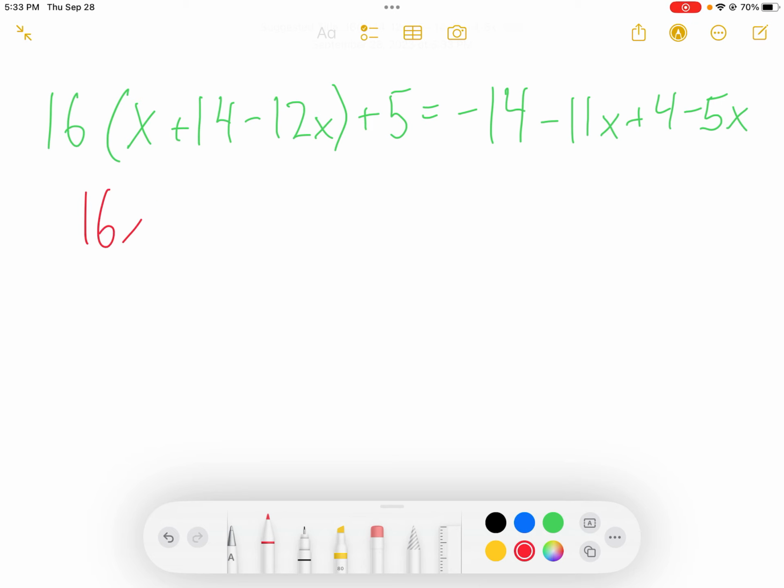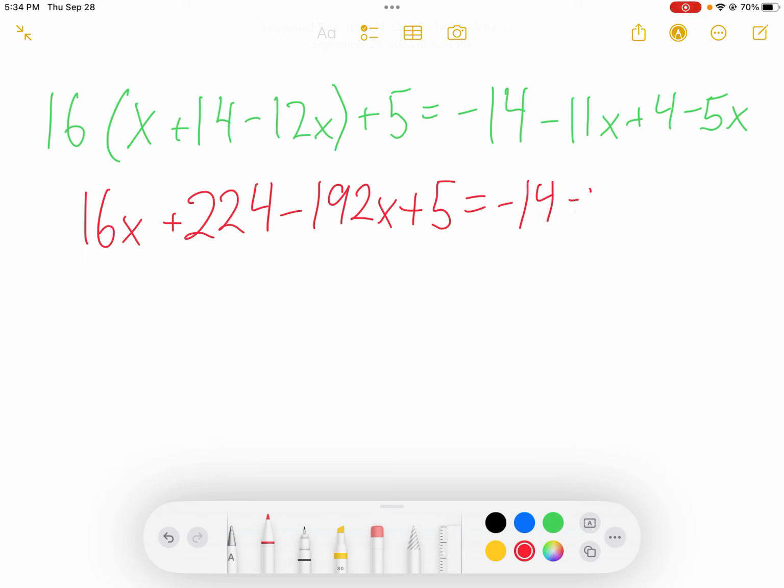So we got 16x plus 16 times 14, which is 224. I got that by multiplying 16 by 14. Minus 12 times 16 is 192. And don't forget the x because there's an x in here. Plus 5 equals, and I will rewrite the other side.